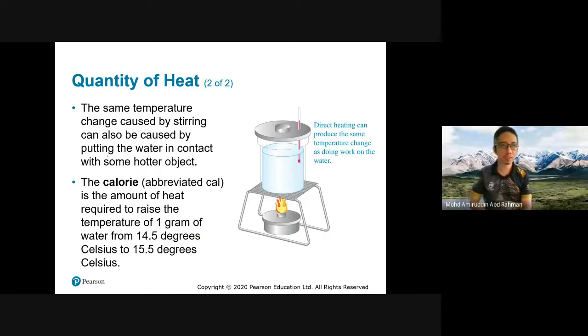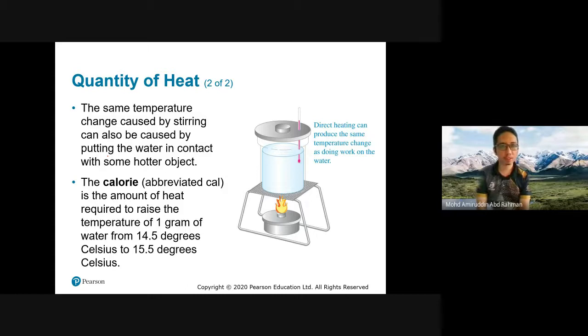The same temperature change caused by stirring can also be caused by putting the water in contact with some hotter object. So rather than stirring, you can also dissolve that sugar if you heat your drink. It is a similar effect. It is actually the same work done in order to dissolve the sugar.